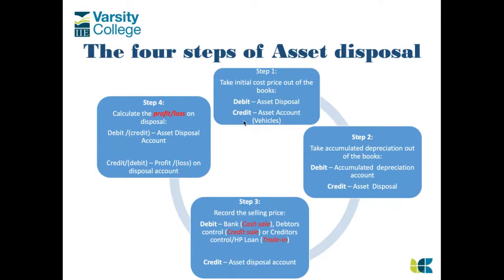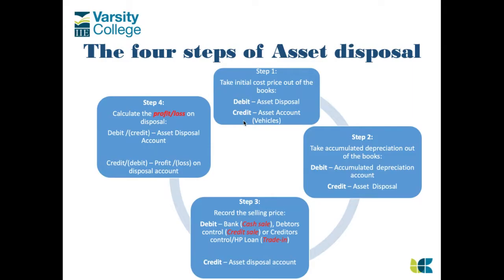Then we go to step number two. Take accumulated depreciation out of the books. For those 3 years that we had it, we were recording depreciation, and that depreciation has accumulated. Let's just say we were doing straight line depreciation, for the sake of keeping it simple, and our depreciation rate was 10%. So how much depreciation did we have on this vehicle? 10,000 a year for 3 years, 30,000. So that's the accumulated depreciation, 30,000.